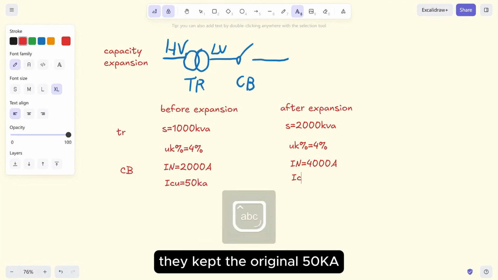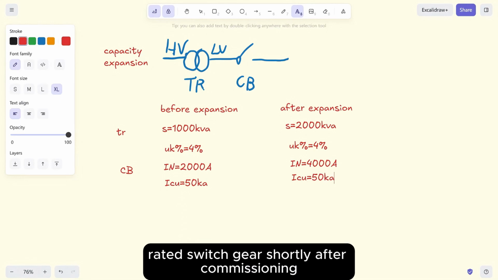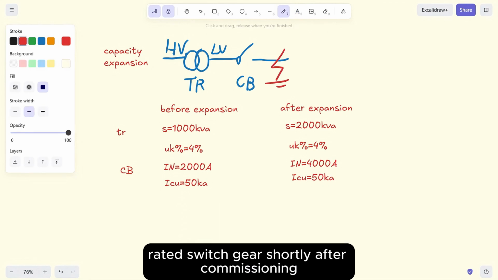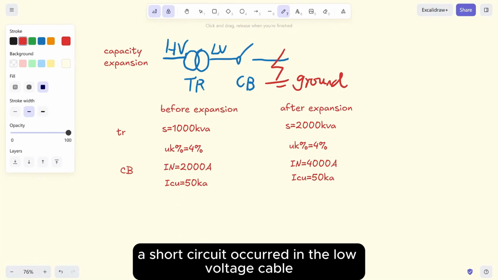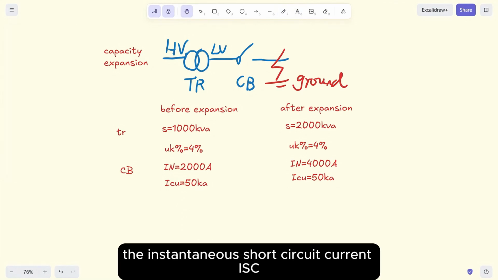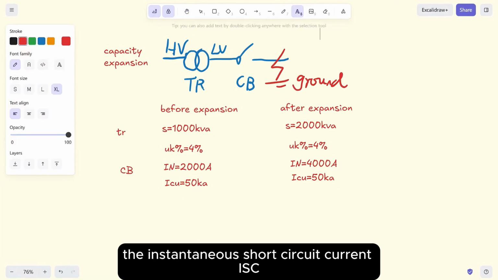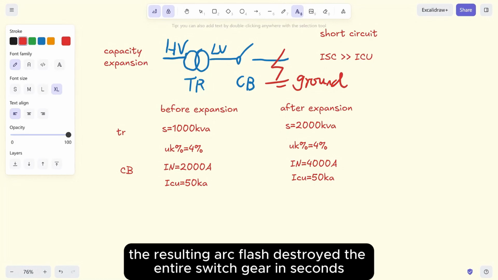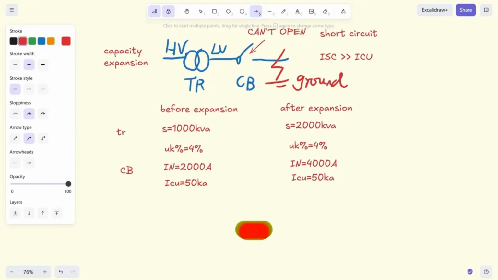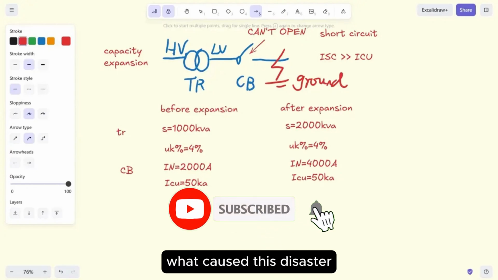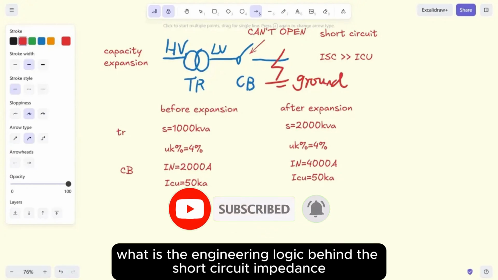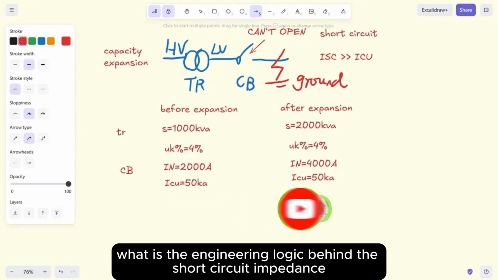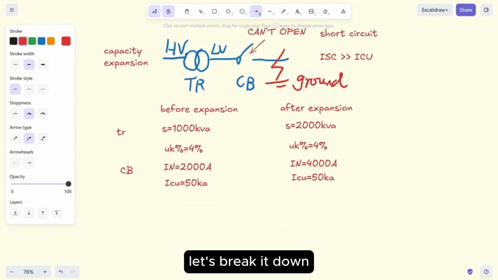They kept the original 50 kA rated switchgear. Shortly after commissioning, a short circuit occurred in the low-voltage cable. The instantaneous short-circuit current, ISC, surged far beyond the breaker's 50 kA limit. The resulting arc flash destroyed the entire switchgear in seconds. What caused this disaster? What is the engineering logic behind the short-circuit impedance? Let's break it down.